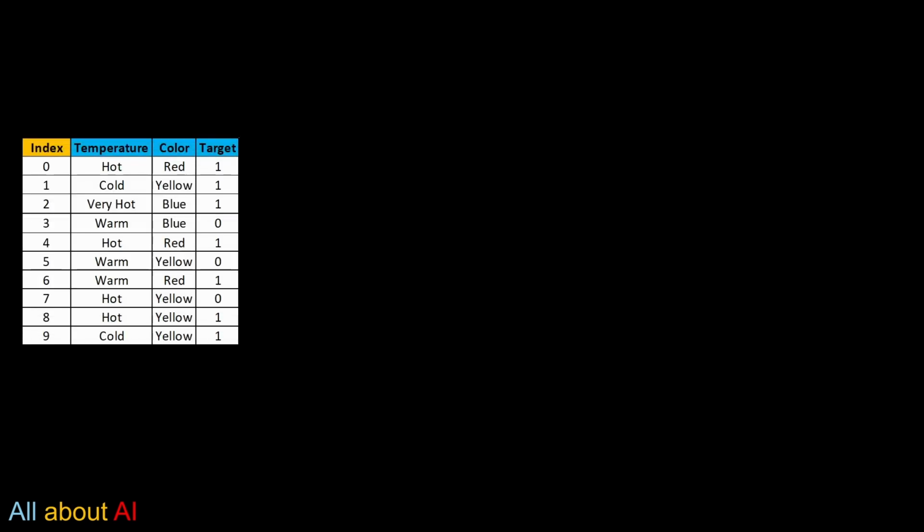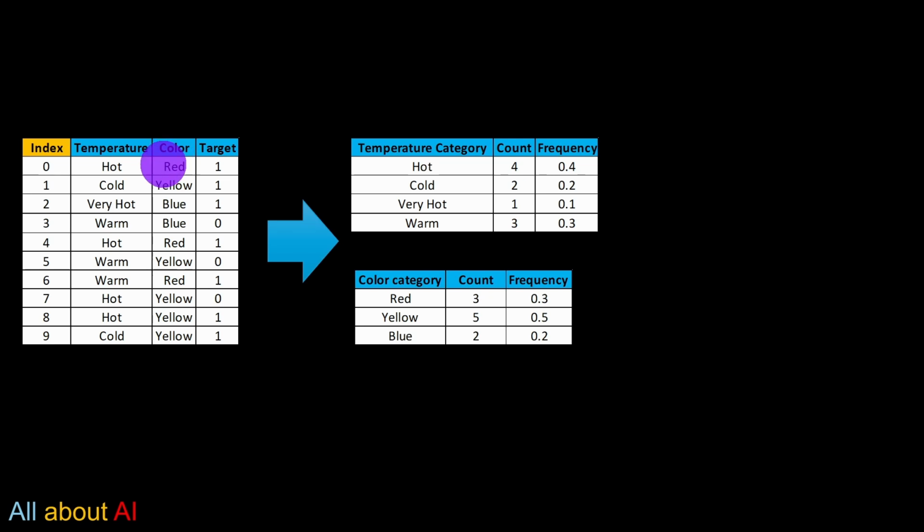Now, let's take a quick look at one simple example. Here we have a dataset with 10 records: temperature and color. These are the two categorical variables, and we have a target. First, in the case of temperature, we will see what all the categories are. We can see there are 4 categories, and we count the number of records in each.